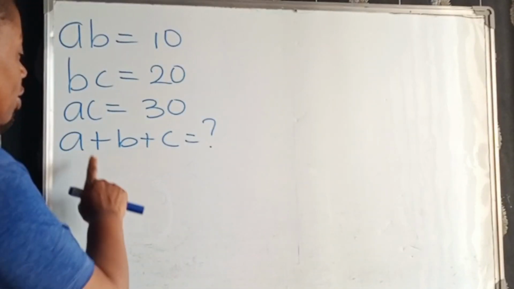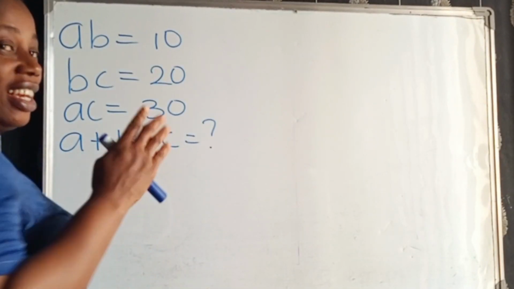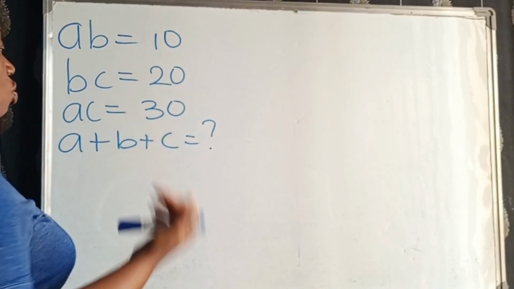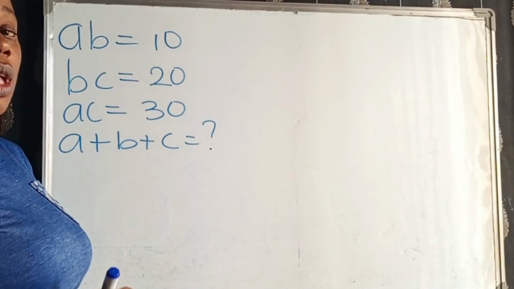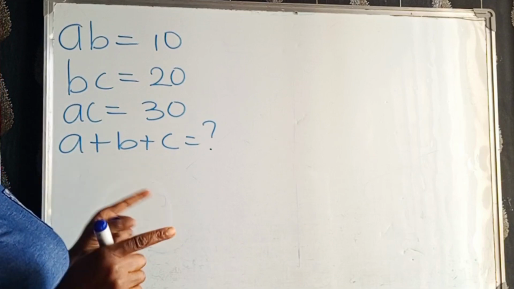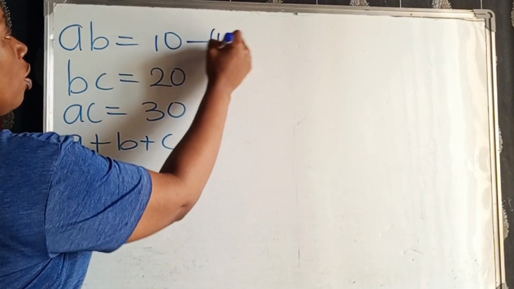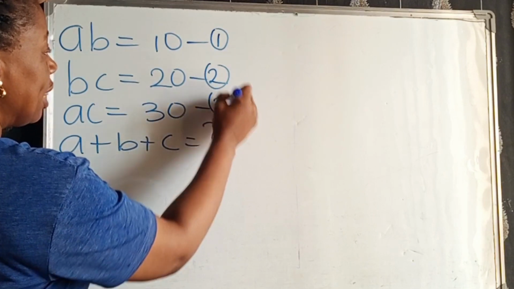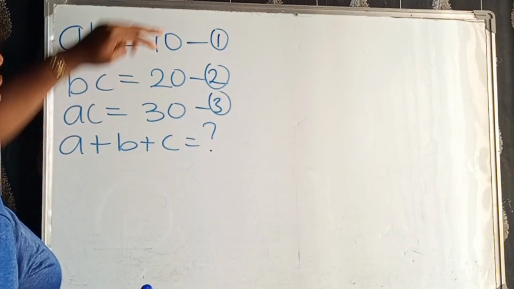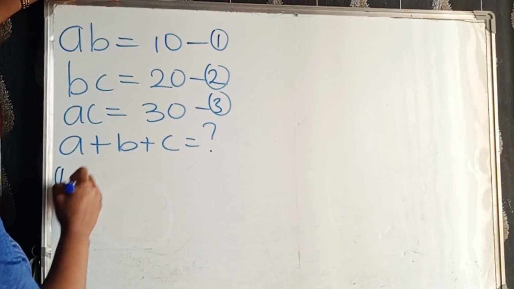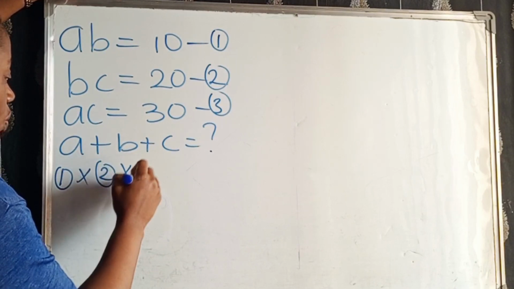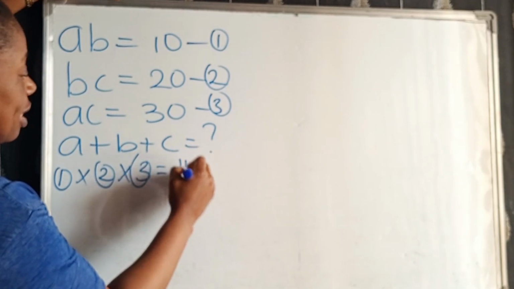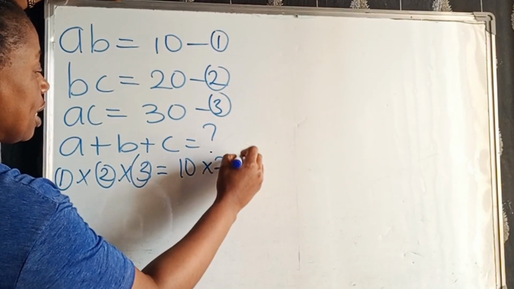Hi, we have to find A plus B plus C in this question. What we are given is AB equals 10, BC equals 20, and AC equals 30. To solve this, first we are going to call this equation 1, call this equation 2, and call this equation 3. Now we are going to multiply equation 1 by equation 2 by equation 3, and their answer is going to be 10 times 20 times 30.